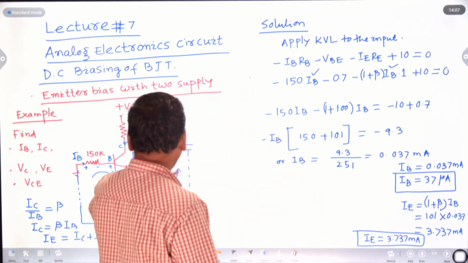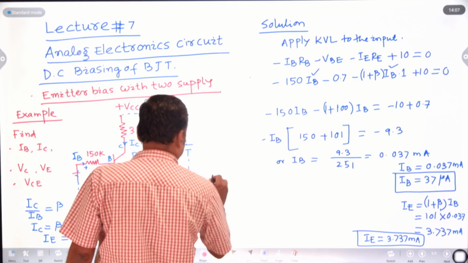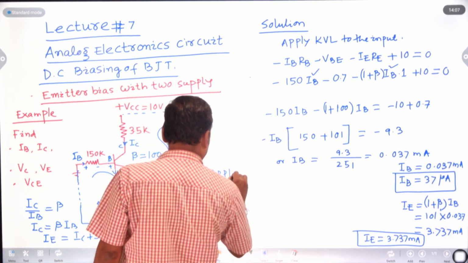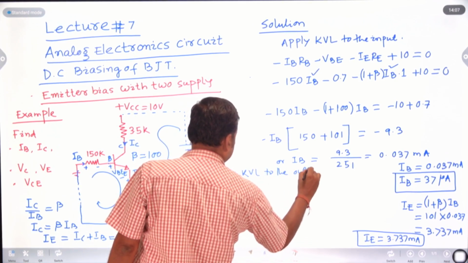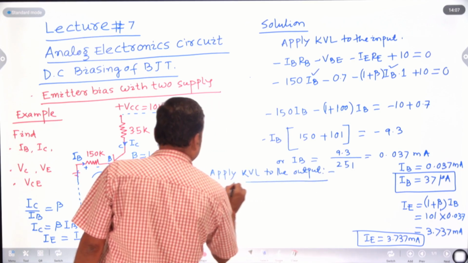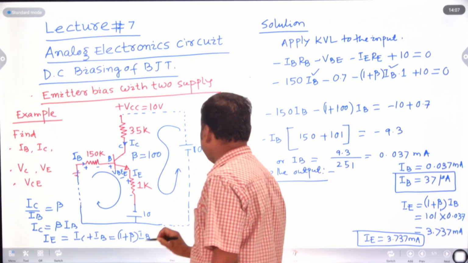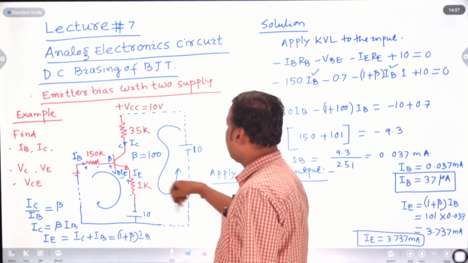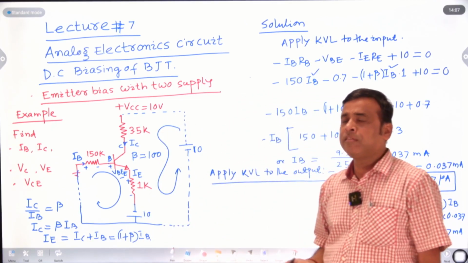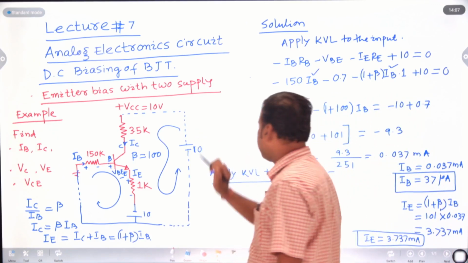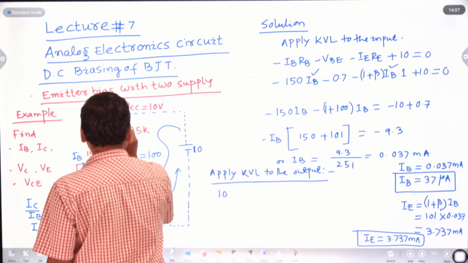Then apply KVL, Kirchhoff's voltage law, to the output. What is my output equation? Look at this here, 10 volt. Here I am taking the current flowing anticlockwise in this loop. If you move from plus to minus, consider minus. If you move from minus to plus, that will be plus. Minus to plus, plus. That is your 10.